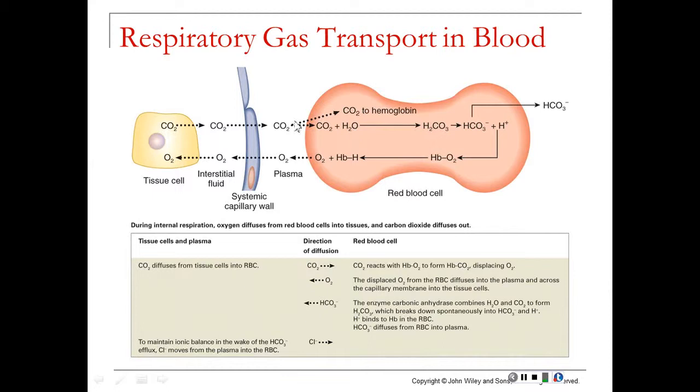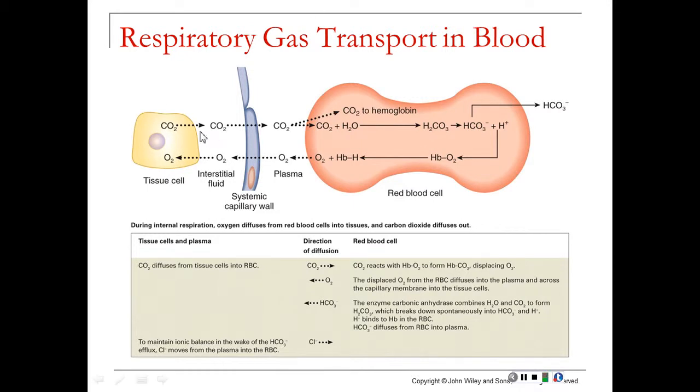Here at our tissue cells, we'll start over here. So we have our oxyhemoglobin coming from our pulmonary circuit into our systemic circuit. The hemoglobin is going to dissociate from the oxygen. Oxygen is going to then diffuse through the systemic capillary walls into the interstitial fluid into our tissue cells, where it can undergo aerobic respiration to produce the byproduct of carbon dioxide and water.